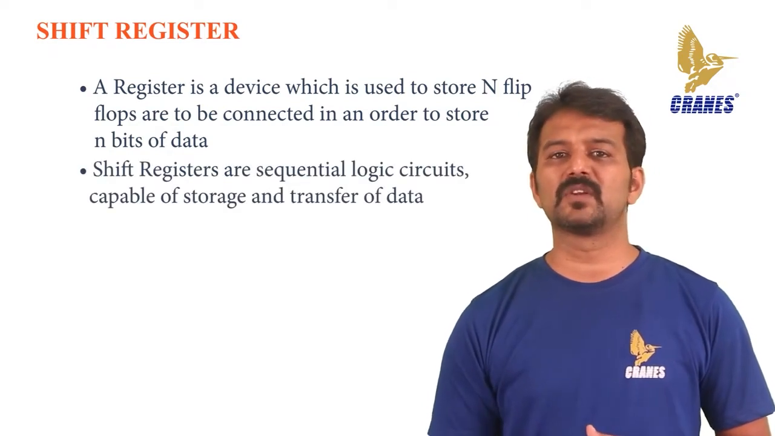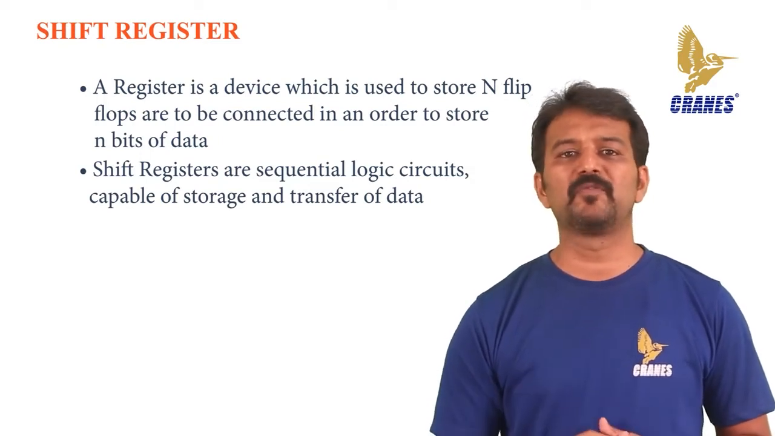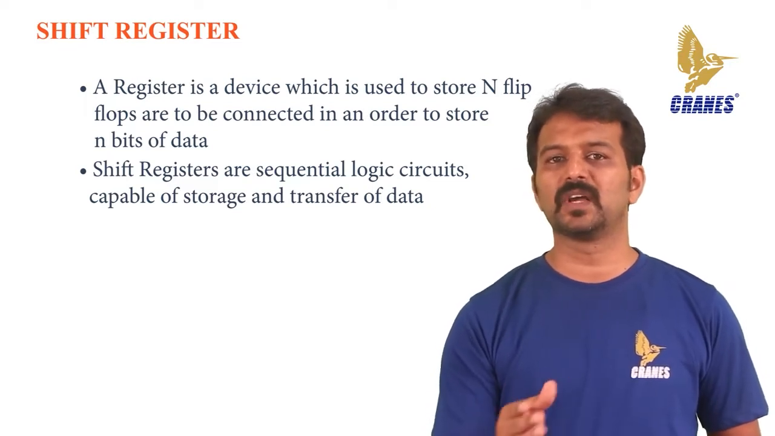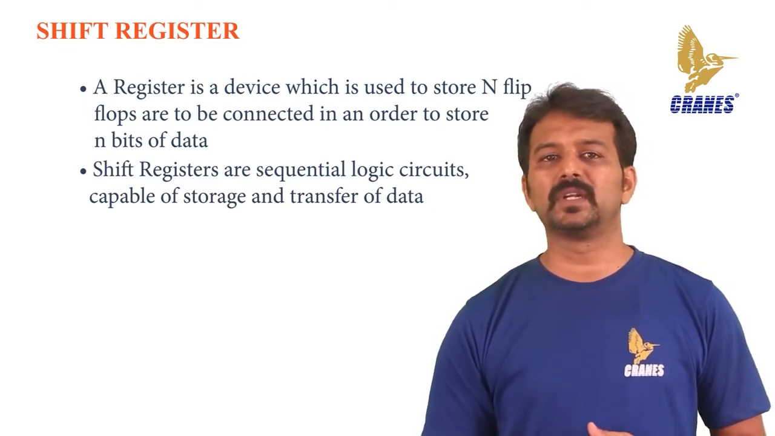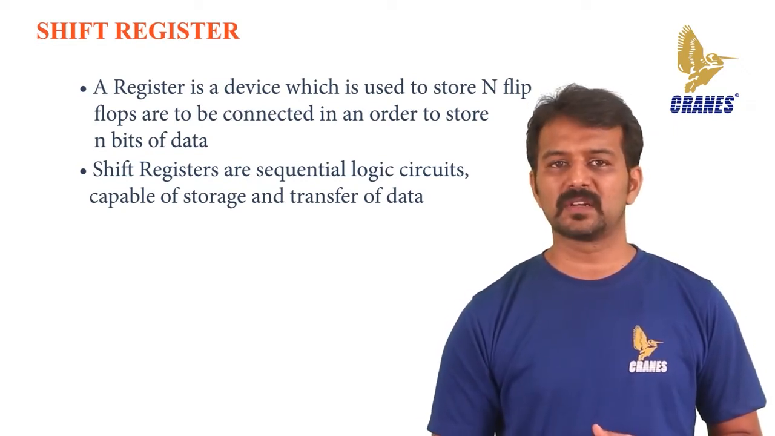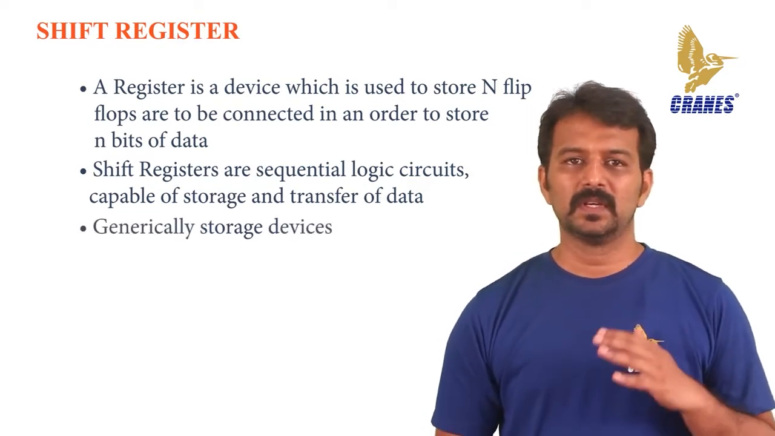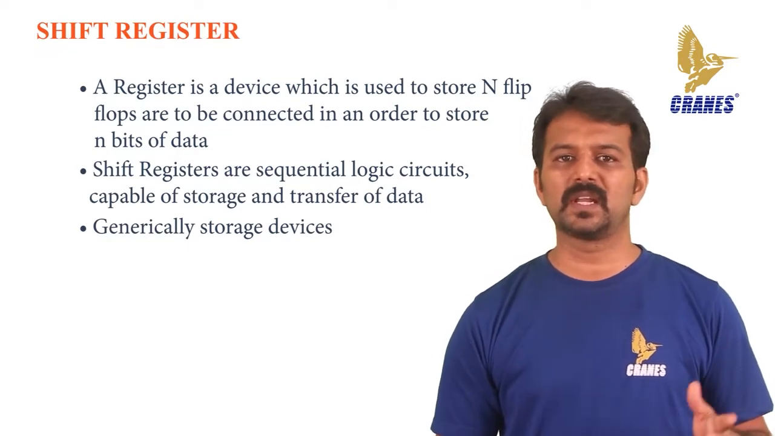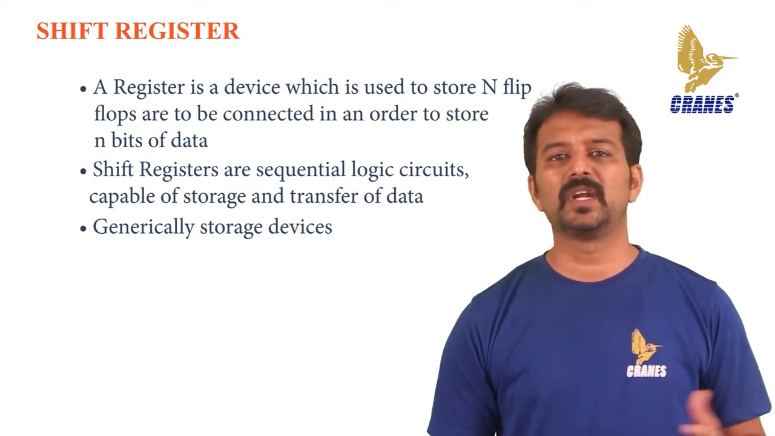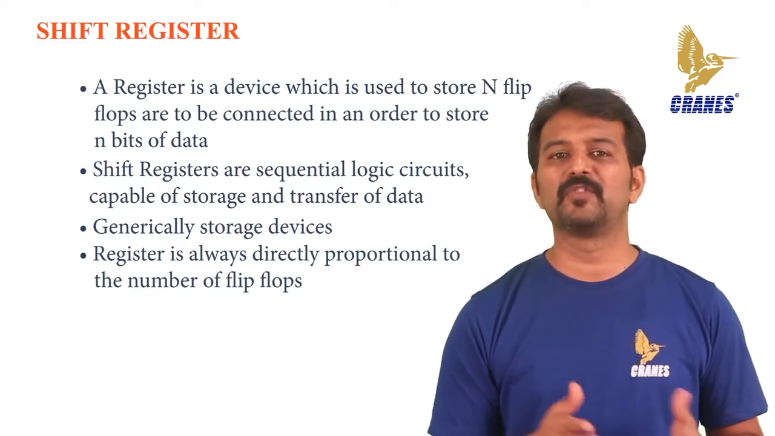Shift registers are sequential logic circuits which are capable of storage and transfer of data. These are made up of flip-flops which are connected in such a way that the output of one flip-flop could serve as the input of the other flip-flop. It all depends on the type of the shift registers being created. Shift registers are basically a type of register which have the ability to transfer, which is nothing but shift, the data. Registers are generically storage devices which are created by connecting a specific number of flip-flops together in series, and the amount of data which can be stored by the register is always directly proportional to the number of flip-flops.